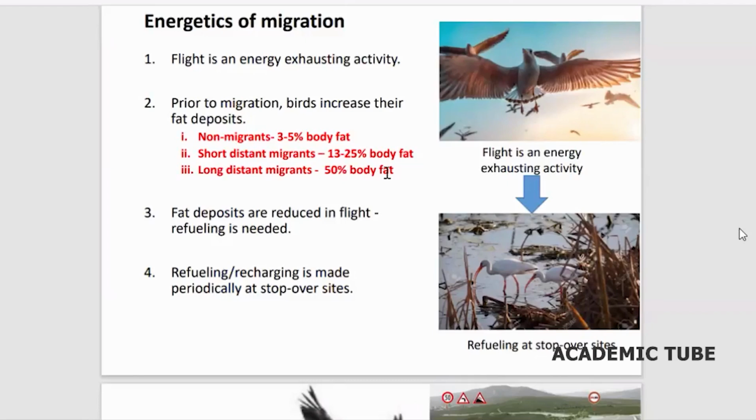You know fat is the best way to store energy. Not carbohydrates. Not proteins. Fat. So before migration, they eat a lot. That is during the summer. There is a lot of food, right? So they eat a lot and store that food in their fat tissues. Because they know within a very short period of time, they have to migrate. So they become fat, right? So that's why I told you these fat deposits are used during flight. So they have to refuel again and again and again.